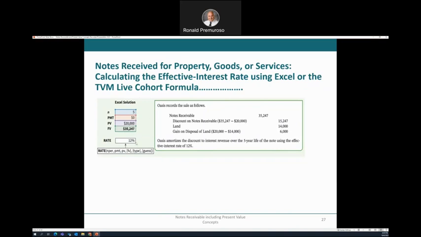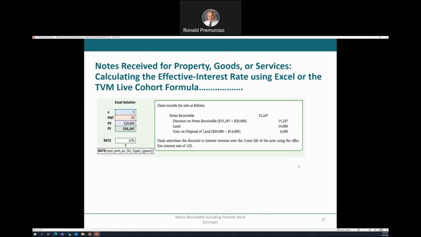So for those of you that are Excel smart and know how to use Excel, you would enter in Excel n equals 5 years, that's the term of the note. Of course, there's no interest payment, so you would put 0 for payment. The PV of the note, present value, is 20,000, and the future value, that's how much we're going to collect after 5 years, is 35,247. And using the formula you see here on the top of slide 27, it'll come out and tell you that the annual interest rate implied in this transaction is 12%.